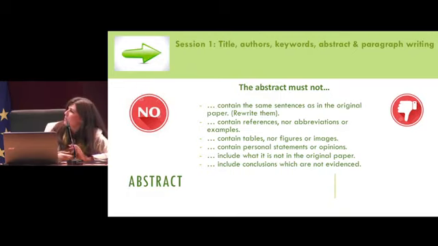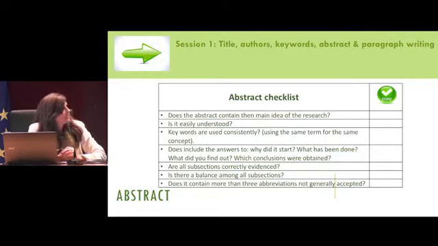So, to end up with the abstract, there's a very short checklist for you to see if the abstract has been done properly or not. So, does the abstract contain the main idea of the research? Yes, no. Is it easily understood? One of my pieces of advice for my PhD students is, please send this to someone who doesn't know anything about the topic and ask him or her to read it and give feedback, right?